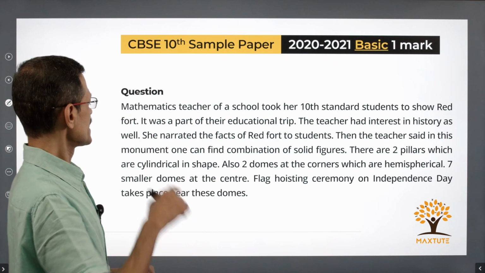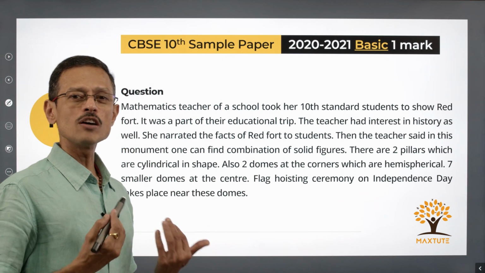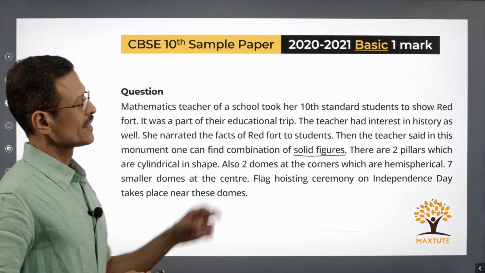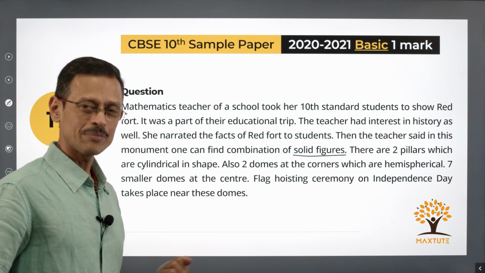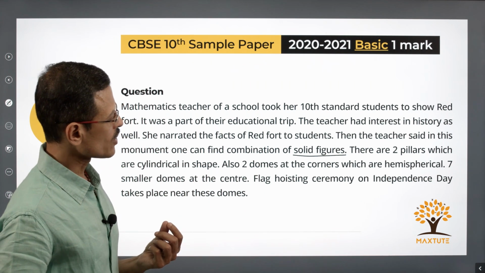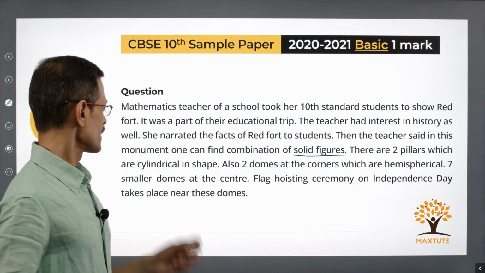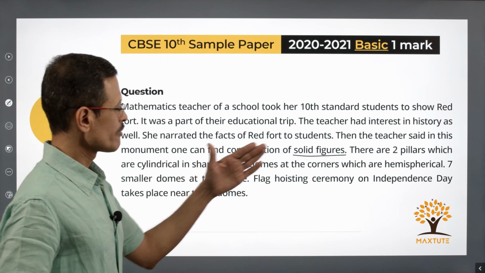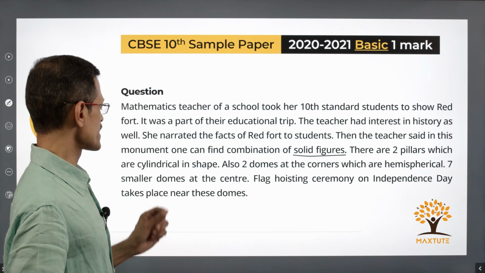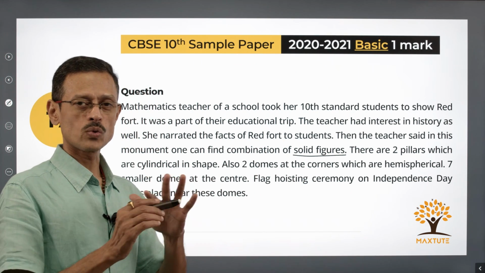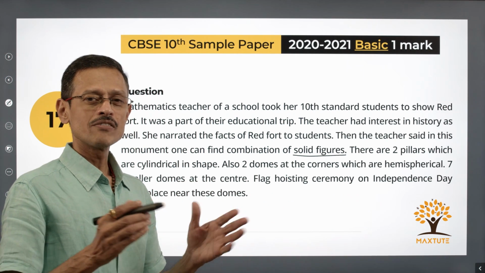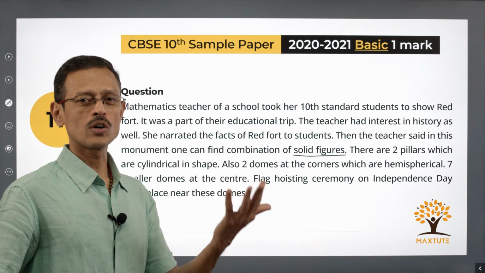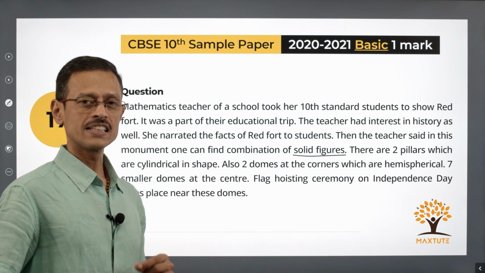Then the teacher said, in this monument, one can find a combination of solid figures, right? This is where math actually comes into the question. There are 2 pillars which are cylindrical in shape. Also 2 domes at the corners which are hemispherical. 7 smaller domes, obviously hemispherical in shape, are at the center. Flag hoisting ceremony on Independence Day takes place near these domes is the information given. So essentially we have narrowed down our focus to hemisphere and cylinder. Surface areas and volumes of these 2 are likely to be tested in this question.